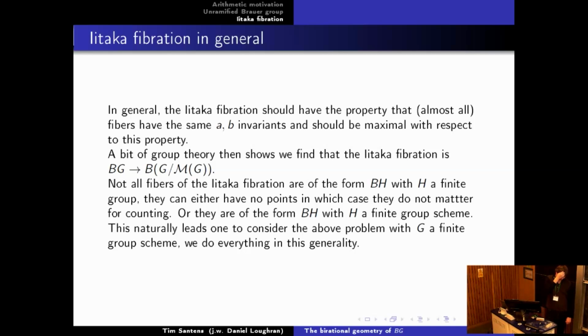So an important thing here is that not every fiber of this map is of the form BH, where H is a finite group. In the formal sense, this is a gerbe, but there can be two cases. Either it contains no rational points, in which case it doesn't matter for counting, so we ignore it. But it can also contain rational points. In this case, it turns out that it's always of the form BH, where H, instead of being a finite group, is a finite group scheme. And so for the connection to make sense, we really have to work in the generality of finite group schemes, not just finite groups. That's why we do everything in this generality.